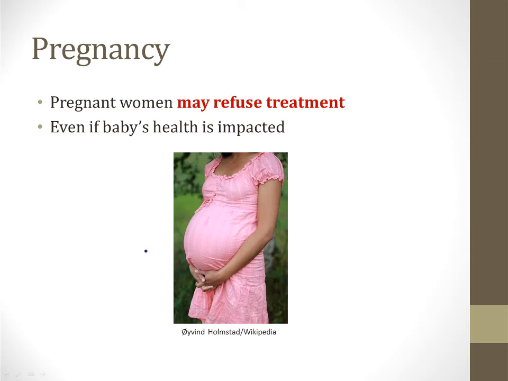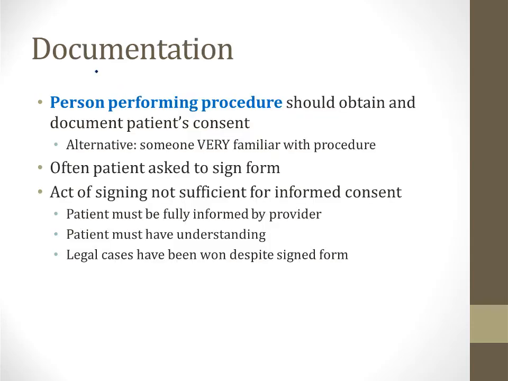Another special situation around informed consent is pregnancy. So, pregnant women may refuse treatment even if the baby's health is impacted. In the United States, a baby is not considered a person until it is born. So, when the baby is still in the mother's womb, she can refuse treatment even if that refusal potentially harms the baby. And this often comes up in board questions. The mother has autonomy over her own body, and until the baby is born, it is considered part of the mother's body.